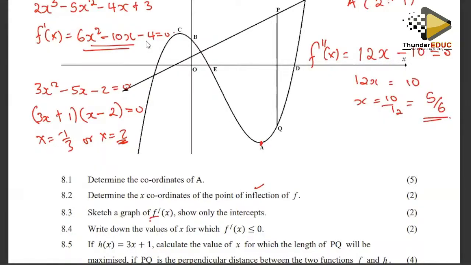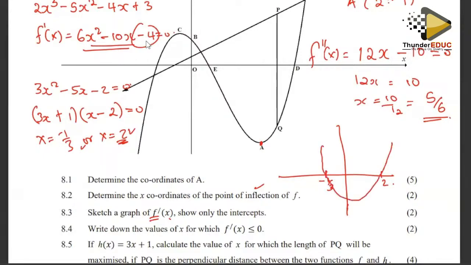Then they want us to sketch the graph of the first derivative, which is a parabola. And now with this parabola, we can see that, okay, let me just sketch it here because I don't want it here. So the roots are 2 and negative a third. So negative a third, and then 2 can be somewhere there. And then all we need is the y-intercept, which is a negative 4. And then you'll have something like that.